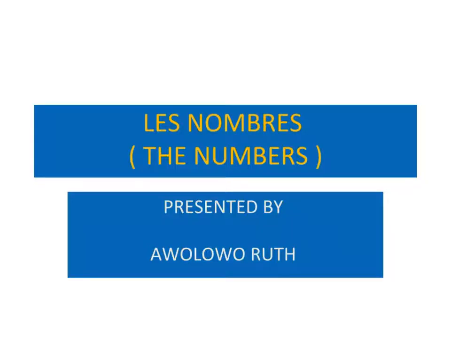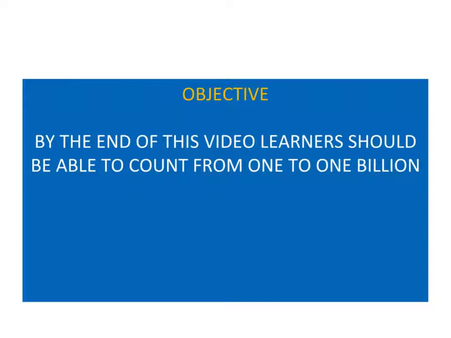Today, we are going to look at a topic that is very important, which is the numbers. You are going to learn how to count from 1 to 1 billion. As a French learner, you should be able to count in French and write French numbers in French. So, let's get started. C'est parti. The objective of this video is that by the end, learners should be able to count from 1 to 1 billion.